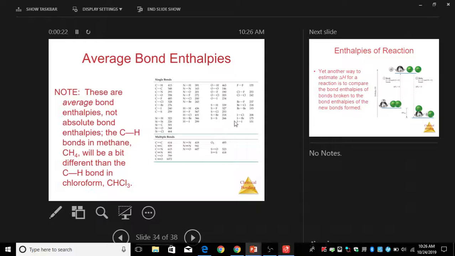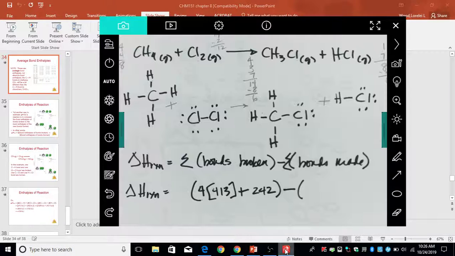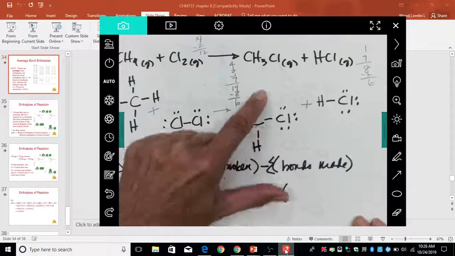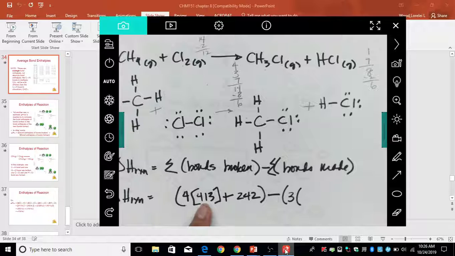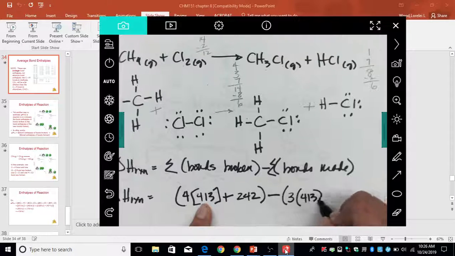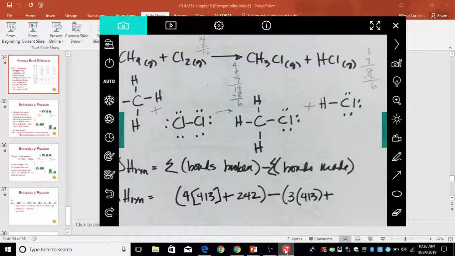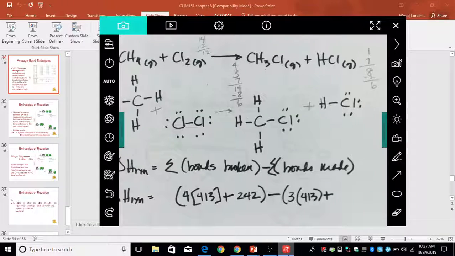So now if we go back and look at the bonds that are created, what kind of bonds do I have to make here? We got to make 3 of those CHs, so 3. And what was the CH bond? I think it was 413, right? 413 plus, I got to make a carbon-chlorine bond. So now we got to look back at our table of bond enthalpies. And the carbon-chlorine bond, do you guys see it there? 328. All right, so add 328.